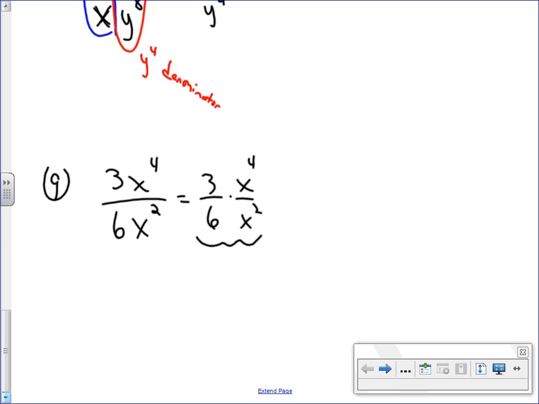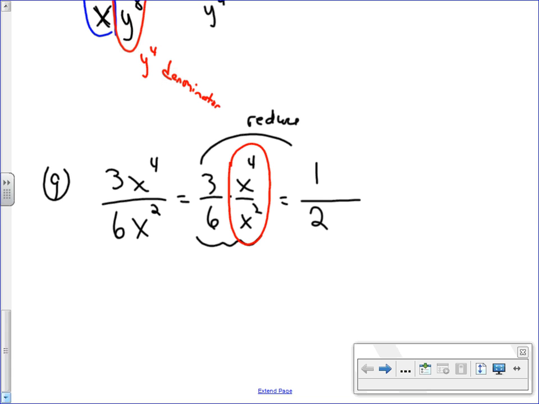3/6 is a fraction. You can deal with that for a long time. That's the fraction 1/2, just like that. Just reduce that fraction. You don't start subtracting things. This part here, with the x's, this is the new thing you just did. So you're going to be able to cancel out two of them.